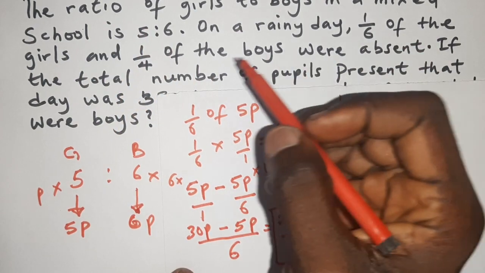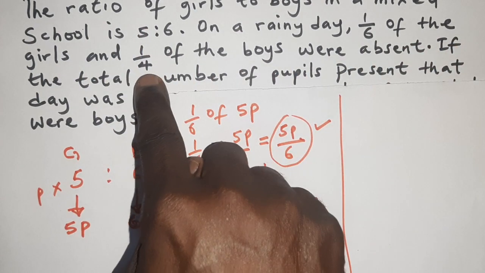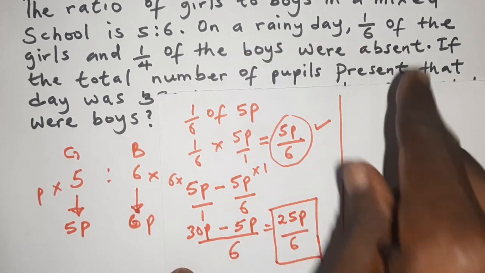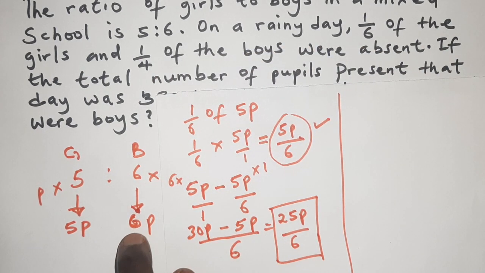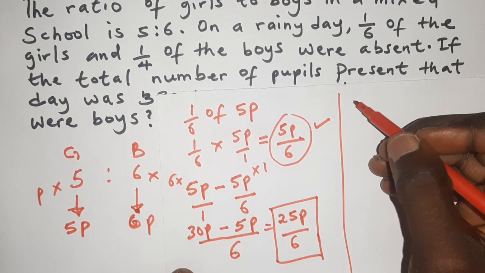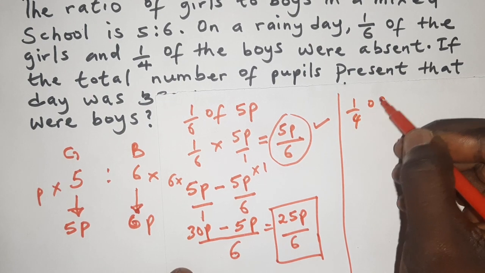So that's it for the girls. Let me go to the boys now. They also said 1 over 4 of the boys were absent, and this is the value for the boys. So I need to find 1 over 4 of this to know the number of boys that were absent. So that's 1 over 4 of 6p.